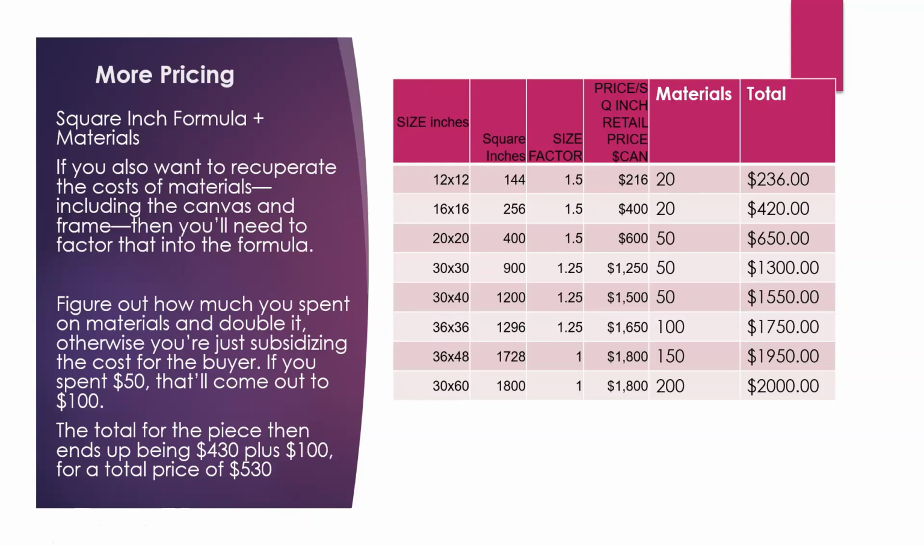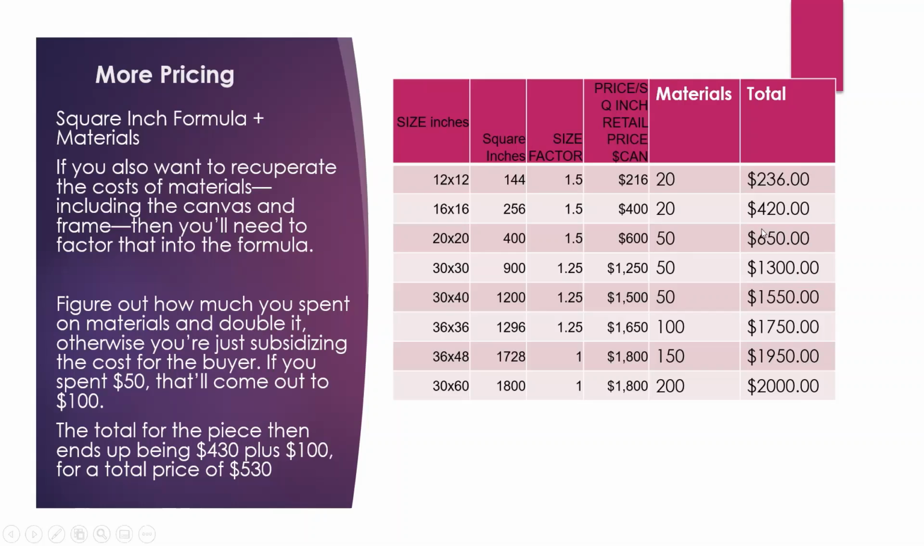So if the square inch formula was 430 and you calculated 100 for materials, time, transport, then the total retail price would be 530. Let's look at an example on the chart. So you have a painting that is 30 inches times 30 inches. So that's 900 square inches. You use a size factor of 1.25. So medium size piece.